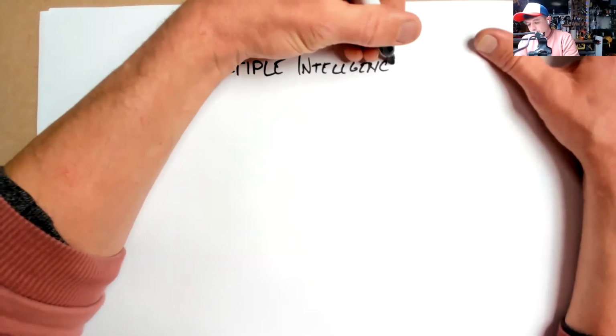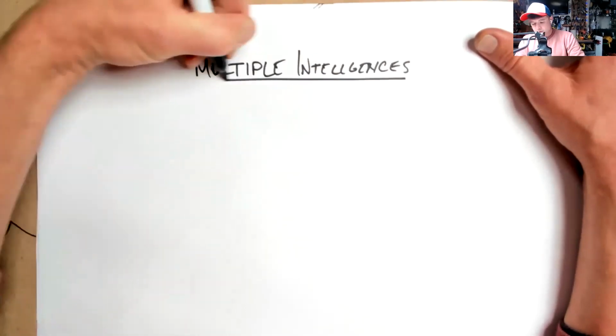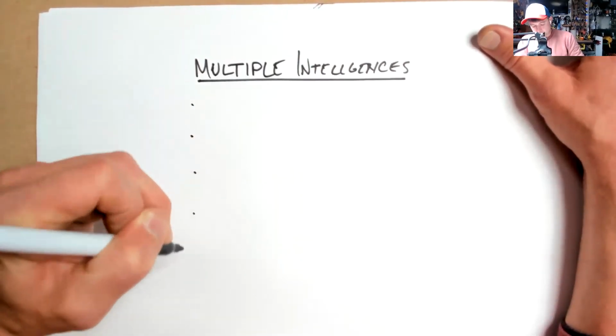Does anybody know what any of these multiple intelligences are? There's at least 5 or 6 of them we're going to name here before we get started.